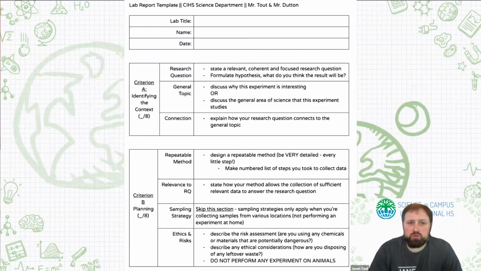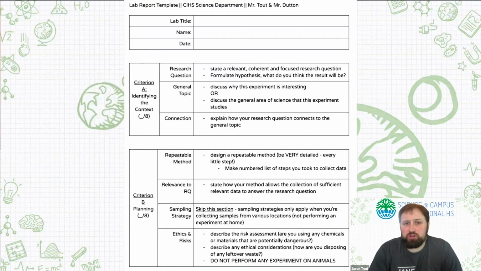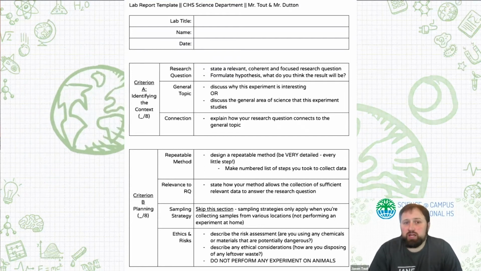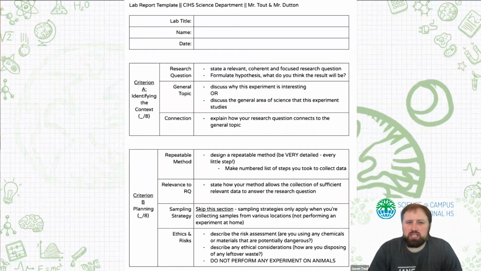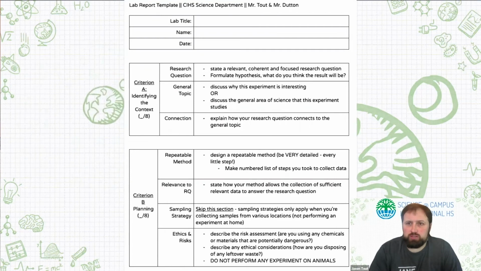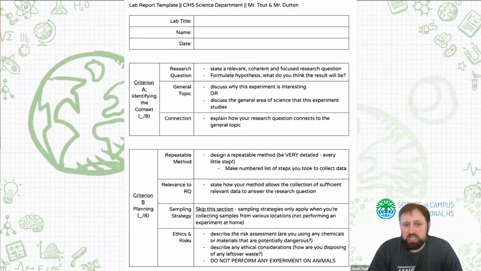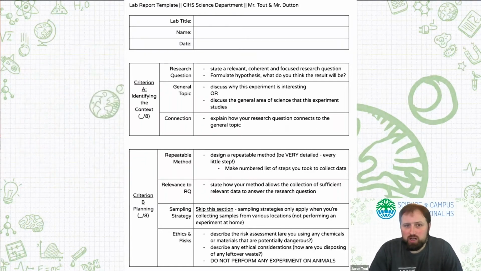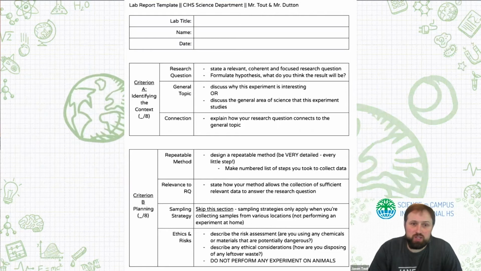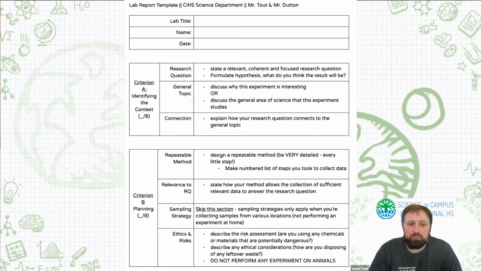Your relevance to the research question can just be a sentence, but you do want to make sure you have that section. You want to explain how your method is going to produce an answer to the research question. So why is this method useful? For now, you get to skip sampling strategy because we will talk more about it throughout this school year and what the different sampling strategies are. But that is something I'm going to introduce as we move towards science fair.